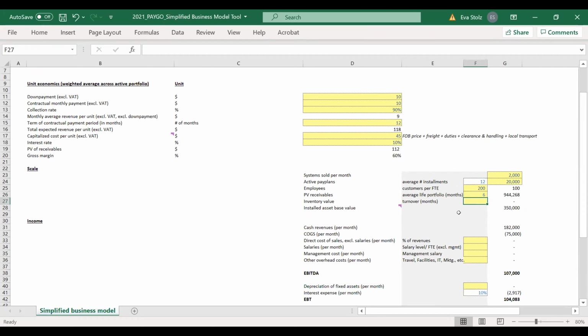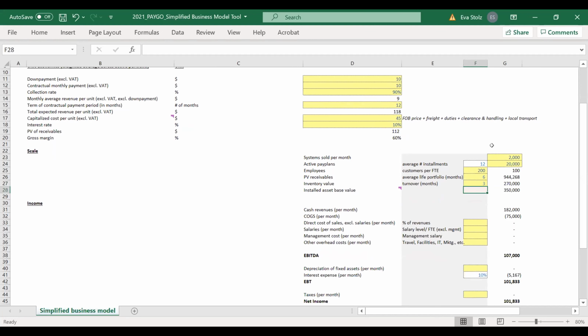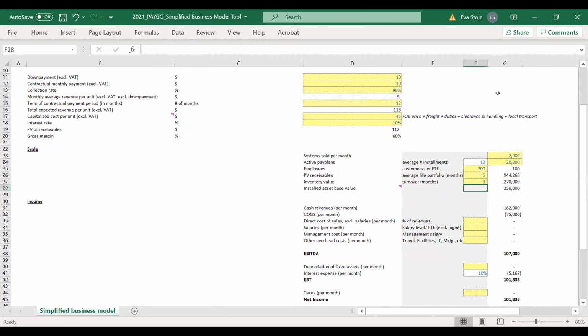Then when it comes to the inventory value, you can indicate how many months of inventory you basically have. So say this is 3 months. And then as you see, as soon as you input the values, the model calculates in one column, very simply, the P&L, the profit and loss statement of the business. So as you see here, it has calculated the cash revenues, and it has calculated the cost of goods sold that you have per month.